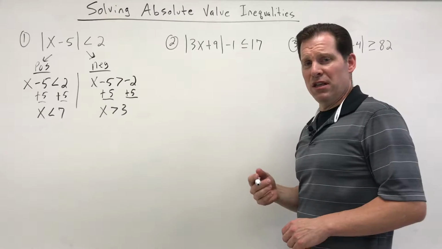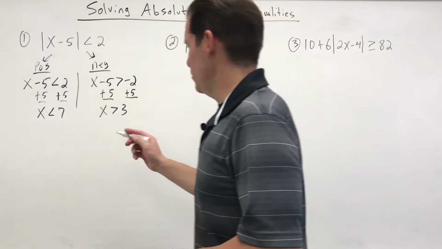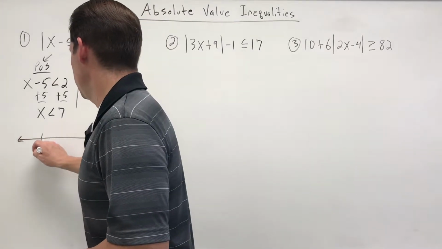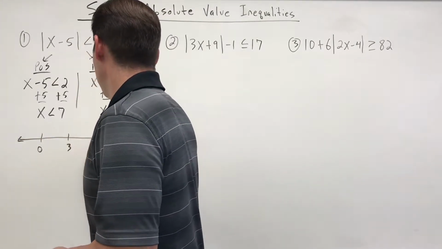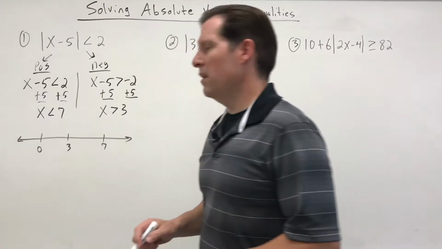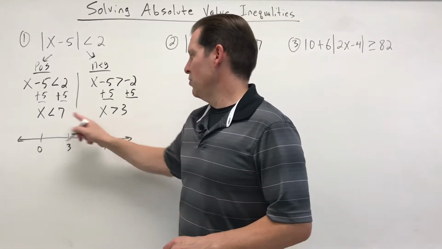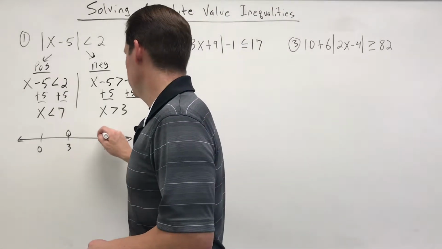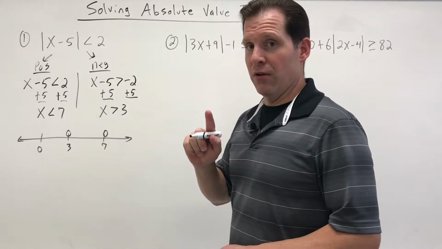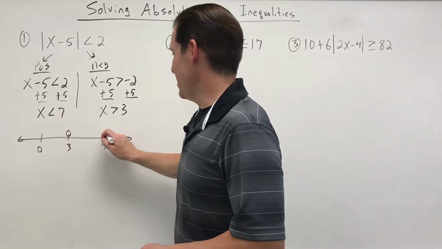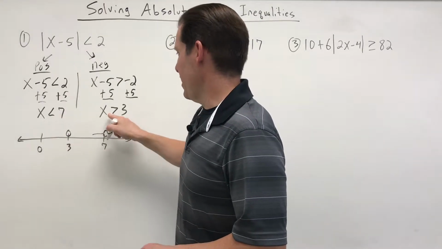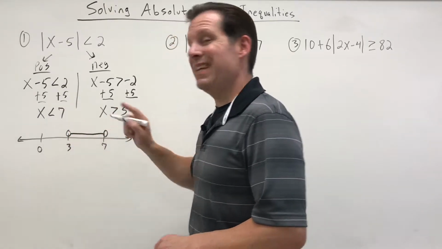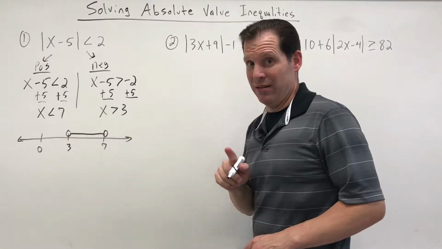So now we can take a look at this on a number line. So when we do that, put 0 over here, put 3, put 7. So now if you recall, there's no equal sign with the inequality, so it's going to be an open circle. And then we're just going to follow our inequality. So x is less than 7, so that goes this way. And x is greater than 3, so that goes this way. So you can see they meet in the middle. That's an and statement because they meet in the middle.